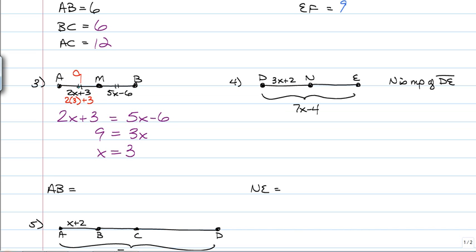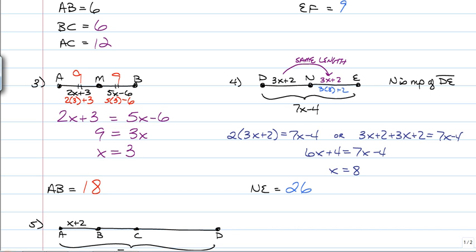If we did this correctly, the right side should also equal 9. So we have 5 times 3, which is 15, minus 6, which is 9. So we know the length of AB is 18 units long. All right? So number 4, I'm going to let you pause and try this one on your own from start to finish. See if you can get an E. Give it a shot.